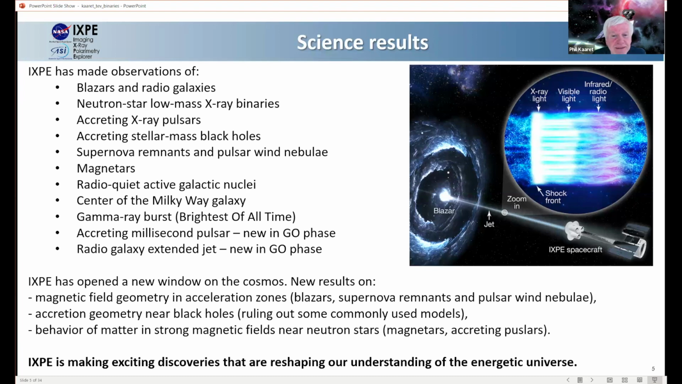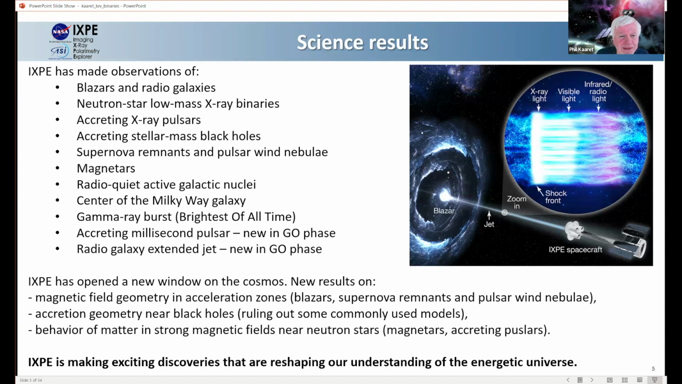And then we recently transitioned to a general observer phase, where anyone in the community can propose targets. And from that, we've been adding new targets: accreting millisecond pulsars and a radio galaxy with an extended jet. And actually, in the most recent cycle, we also added an observation of a cluster of galaxies, the Perseus cluster, that we're just doing now. But IXPE's really opened a new window on the cosmos.